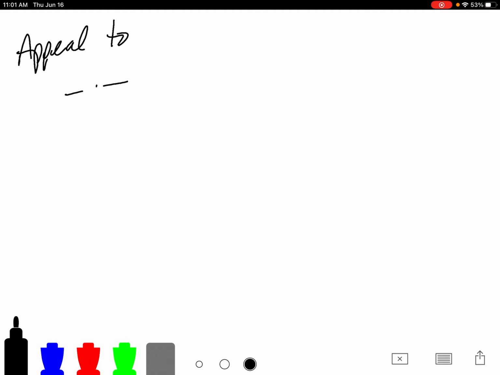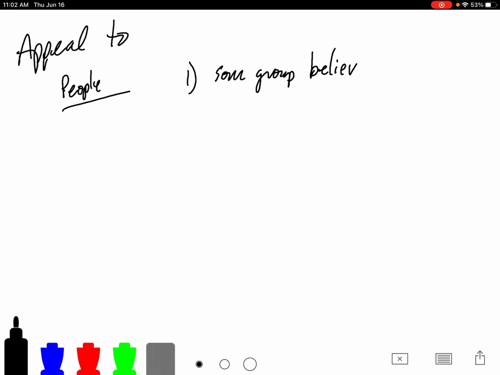Next is the appeal to the people. So appeal to people can take a couple of different forms. The standard form, here, let me write this down, goes something like this. Some group or the majority believes proposition P, so P is true.